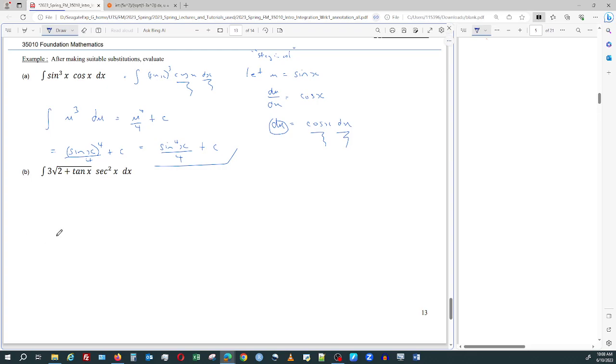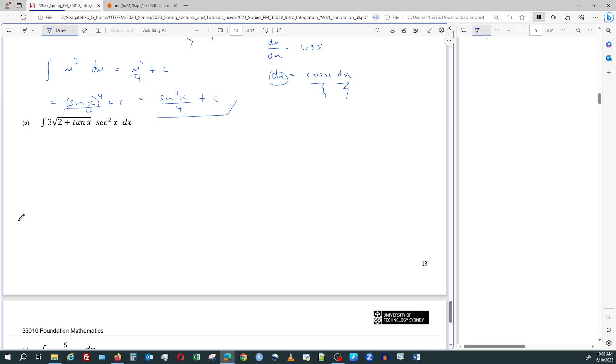All right, so the next one we've got is 3 times the root of 2 plus tan x. Now again, let's just put the 3 out the front and integrate 2 plus tan x to the power half, multiplied by sec squared x dx. And what we find is that the differential of tan is sec squared, so that's our substitution. So we can quite readily do that.